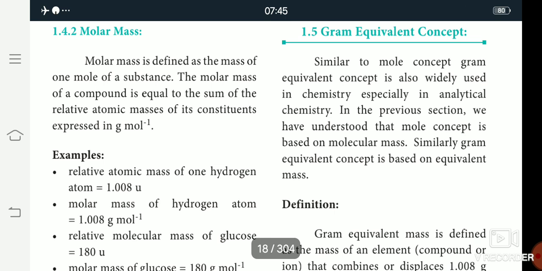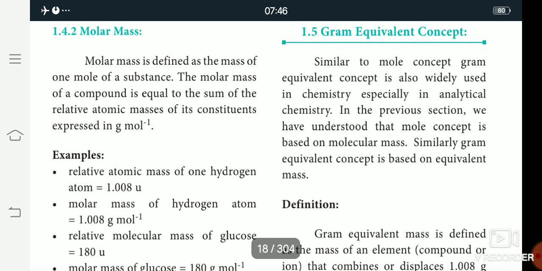For example, 1 hydrogen. The relative atomic mass of hydrogen is 1 U, as all of you have already studied. The molar mass of hydrogen atom is 1 gram mole minus 1. So only the unit changes: the relative atomic mass of one hydrogen is 1 U, then the molar mass of hydrogen atom is 1 gram mole minus 1.